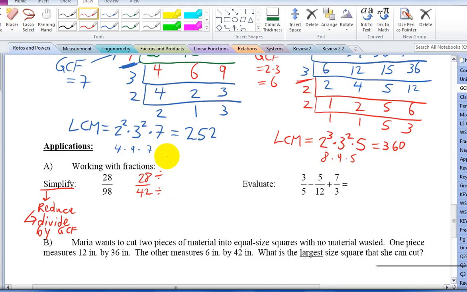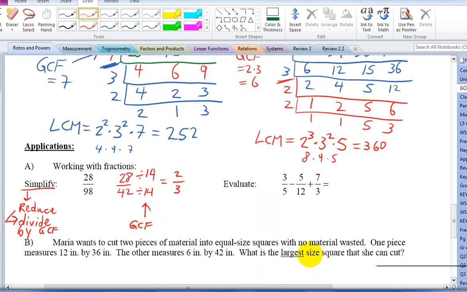So I think the GCF, I'd multiply by 2 to get 14. And so 28 divided by 14 is 2. 42 divided by 14, oh Lord help me, 3? Yeah, 3. So this here is your GCF. All right. Next one, evaluate.